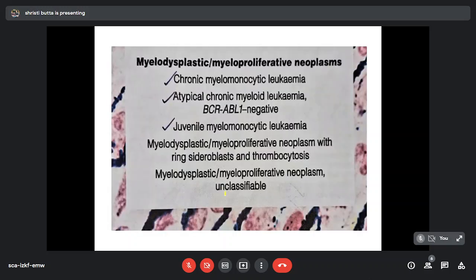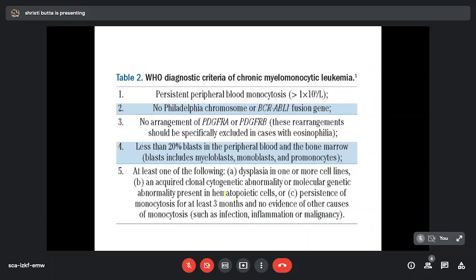We are dealing with a category of MDS/MPNs, and the first three are very important. That is chronic myelomonocytic leukemia, atypical CML, which is BCR-ABL1 negative. Even though it is a CML, it is BCR-ABL1 negative. And you also have juvenile myelomonocytic leukemia. So let's go into the diagnostic criteria.